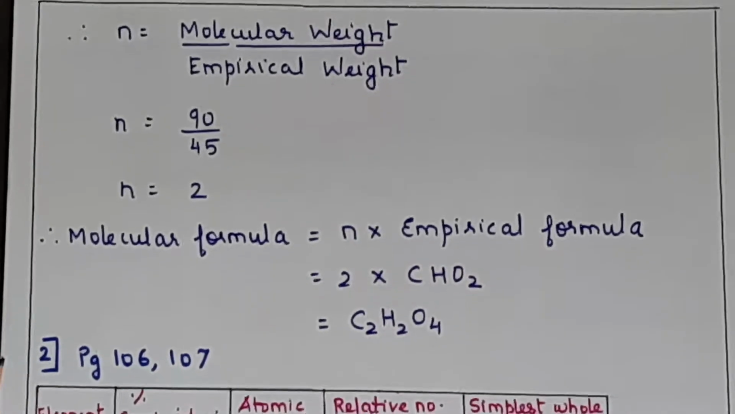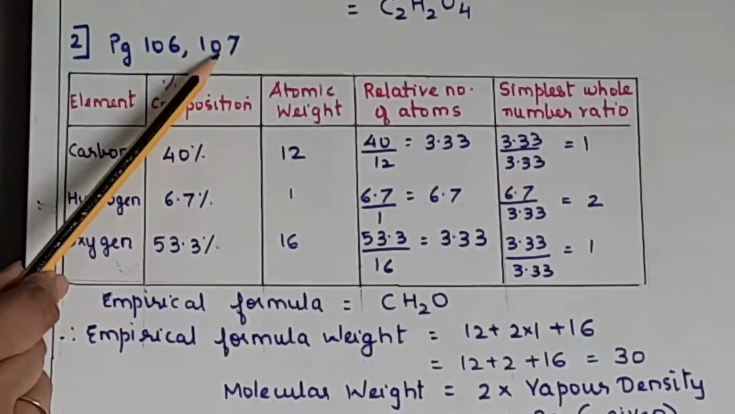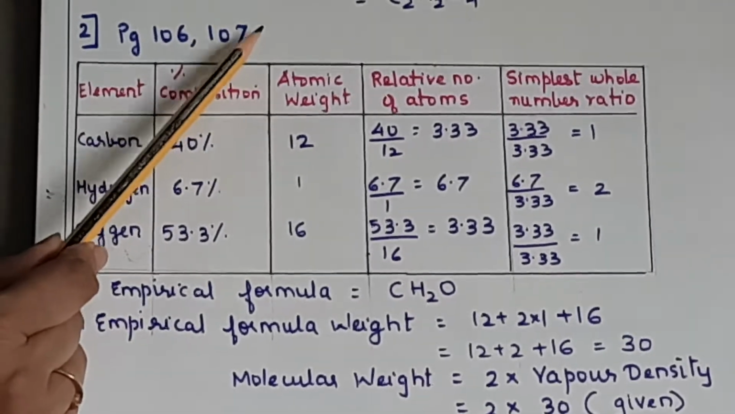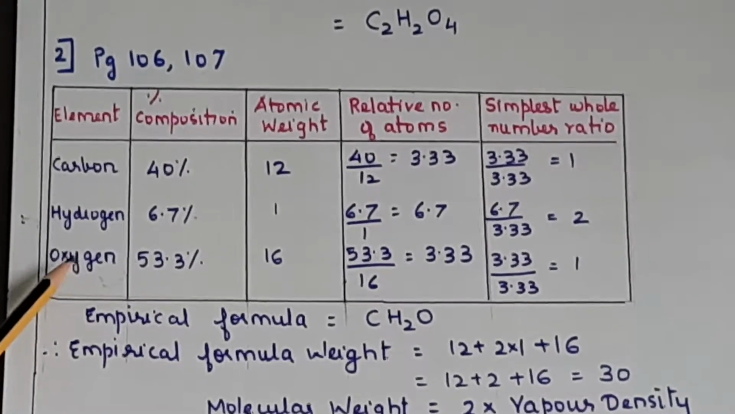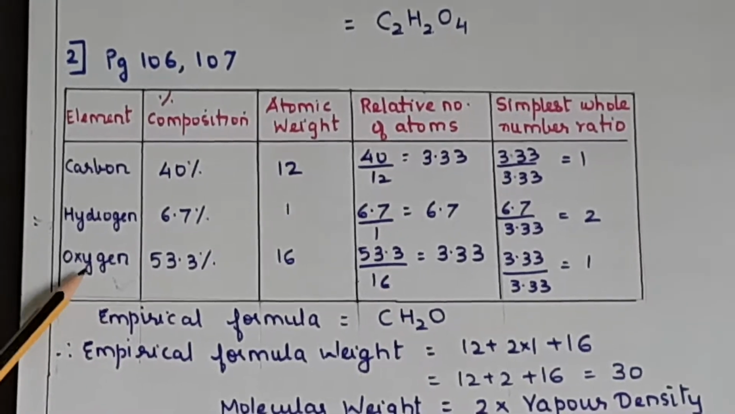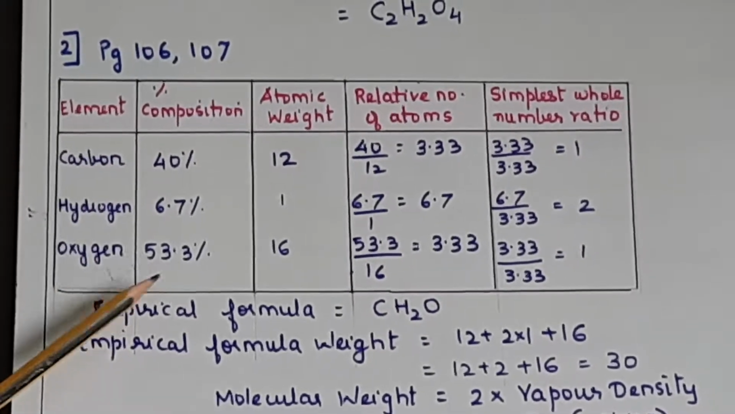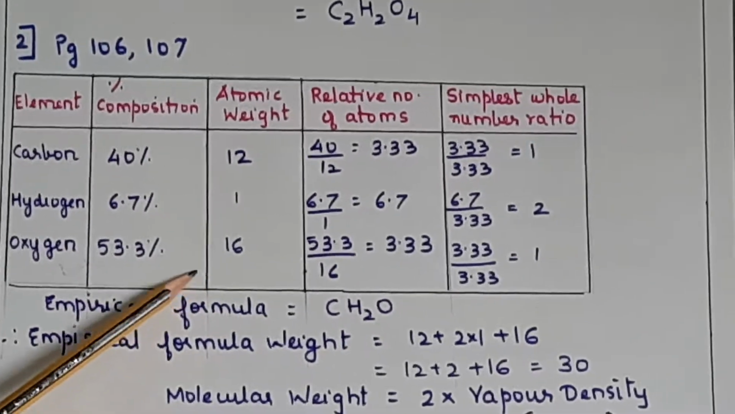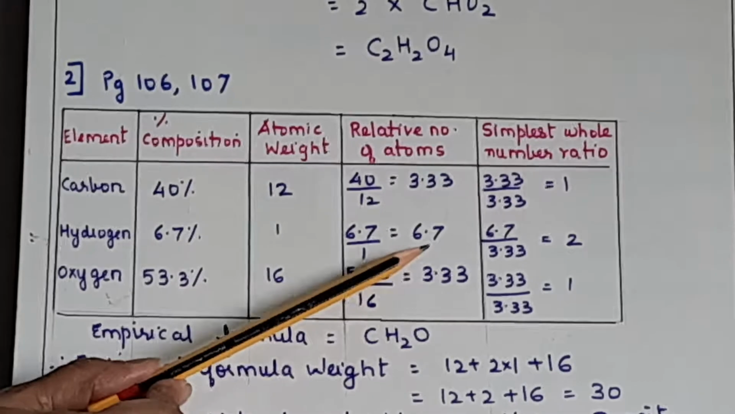Now we'll solve the second sum, a solved example from page 106, 107 of the Anish tutorial book. You need not copy the sum. I have directly made the tabular form, and you can also do the same. Now carbon, hydrogen and oxygen percent composition is given, atomic weights are given. So you will divide the percent by the atomic weight and find the relative number of atoms. So you are getting 3.33, 6.7 and 3.33.